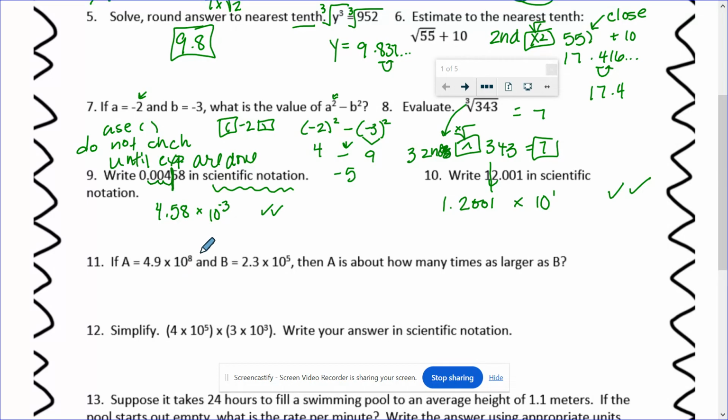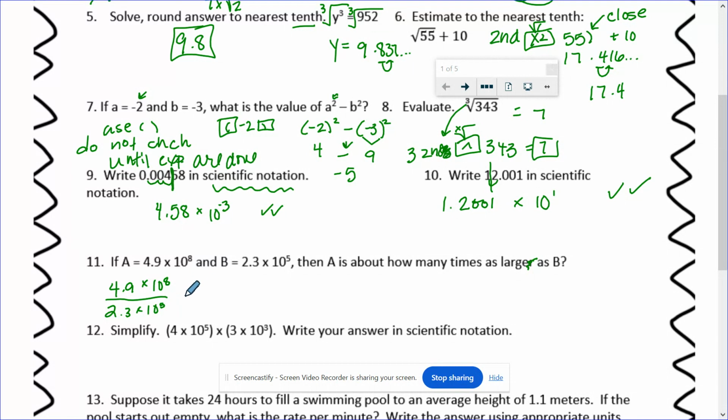A is 4.9 times 10 to the 8th. B is 2.3 times 10 to the 5th. Then A is about how many times as large as B. So, little typo on the words there. Okay, so if we're looking for how many times larger or about how many times as large, we're going to divide. So it sounds like a multiplication problem, so to determine the answer, we would have to do the opposite, which is to divide. So I'm going to take 4.9 times 10 to the 8th divided by 2.3 times 10 to the 5th.